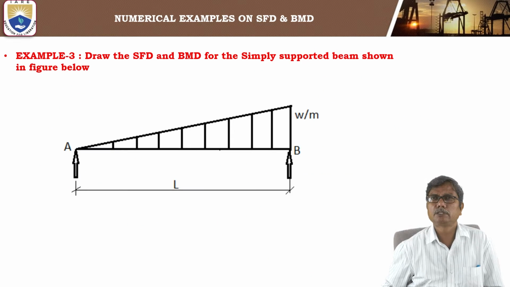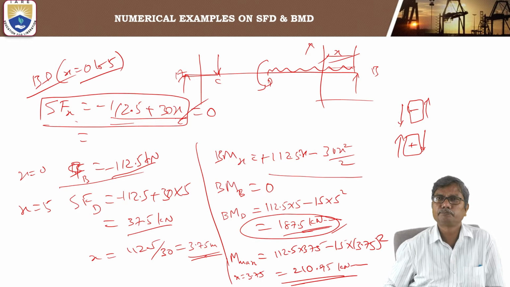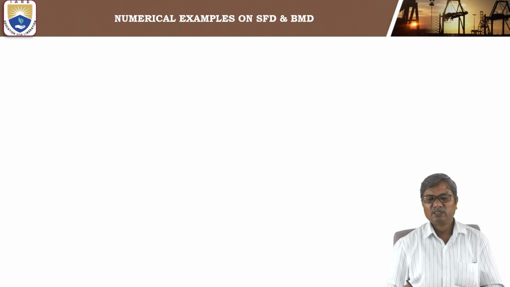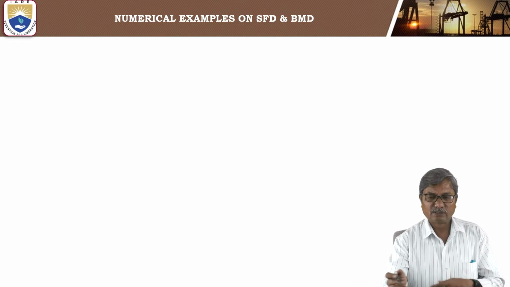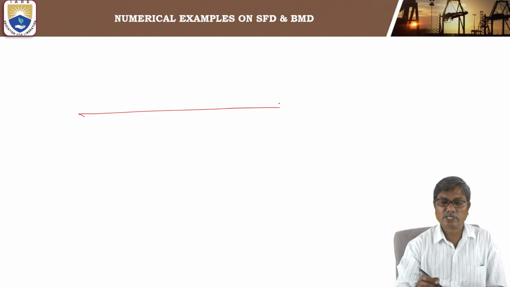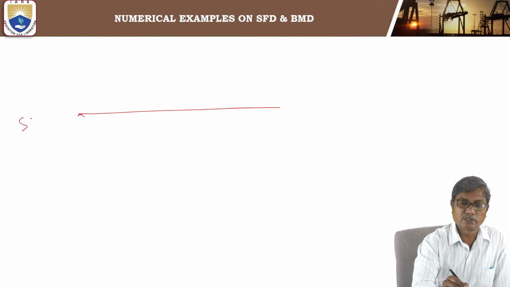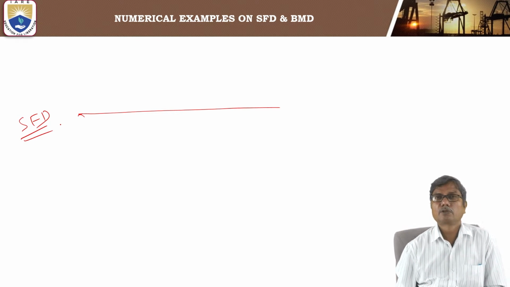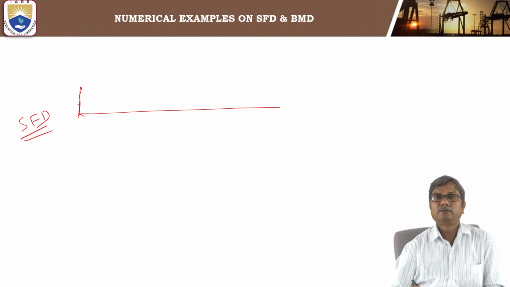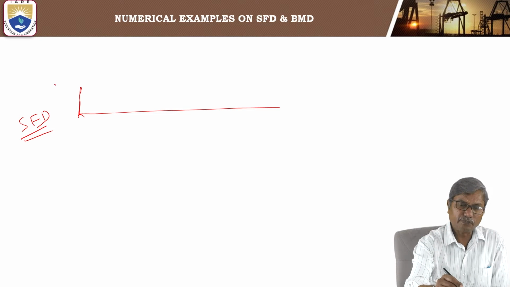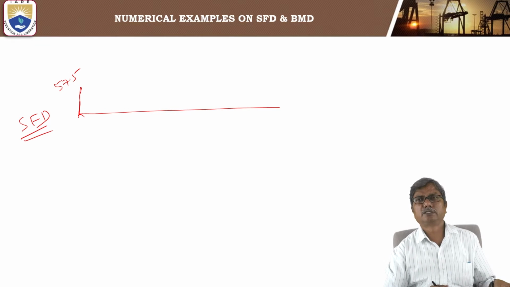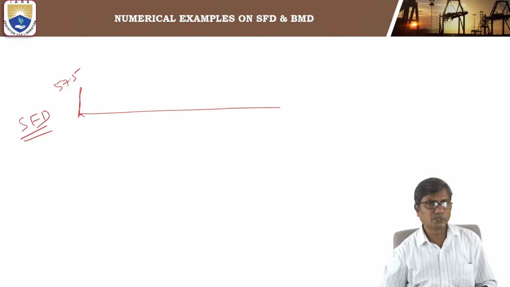Now we can plot the bending moment diagram. We have already calculated the values of shear force and bending moment at various points. Let us first draw the shear force diagram. So at A, the shear force is 57.5. We have calculated the shear force values. You can start plotting those values.